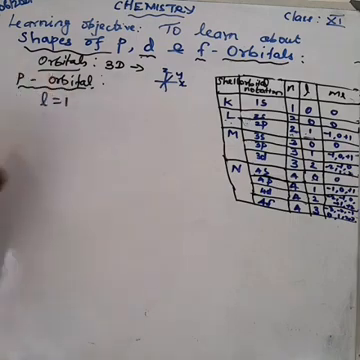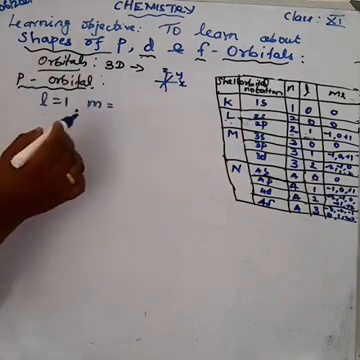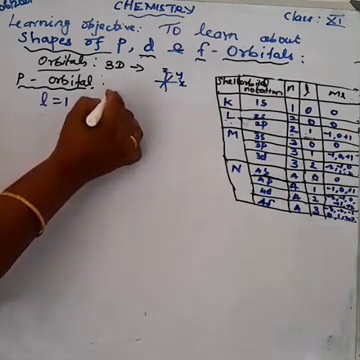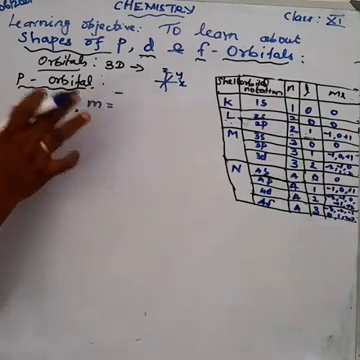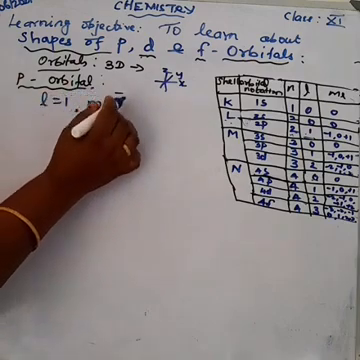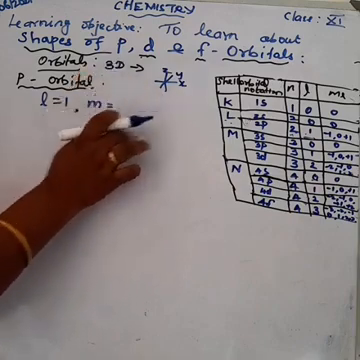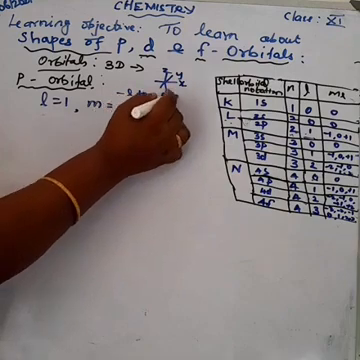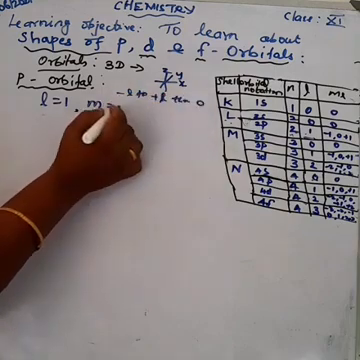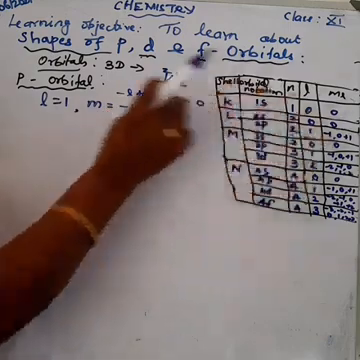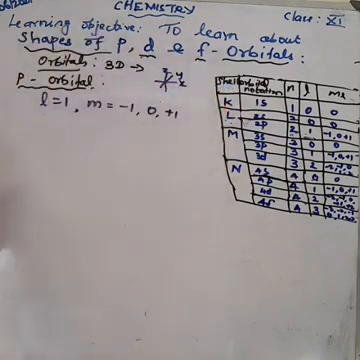What is the m value? M means magnetic quantum number. How will you write the magnetic quantum number? The magnetic quantum number represents the orientation of the orbital. For L value 1, how to write the orientation? Minus L to plus L through 0. So L is equal to 1 means we have to write minus 1, 0, plus 1. Understood? These are the orientations of the m value.